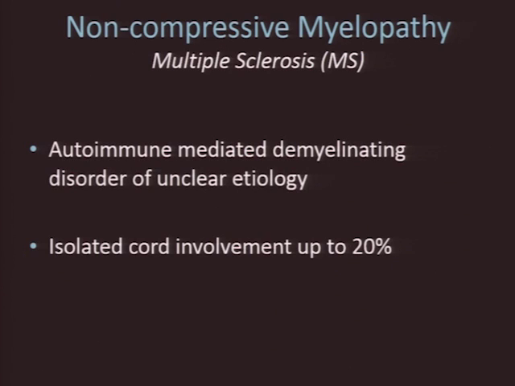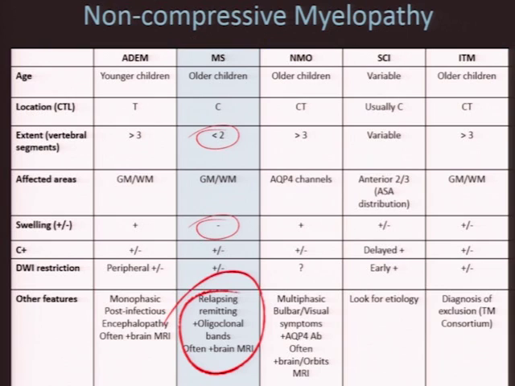Next, multiple sclerosis. This is an autoimmune-mediated demyelinating disorder of unclear etiology, and you can have isolated cord involvement in up to 20% of cases, which can be really difficult. So here, actually, the extent of the signal abnormality is going to be helpful. These are typically going to be shorter segments. Again, this is not 100%, but most often they're going to be shorter lesions. Very often they are not associated with swelling, and they tend to have a relapsing, remitting character with lesions that are separated in time and space. We're going to have positive oligoclonal bands in about 80% of the cases, so that's going to be helpful.